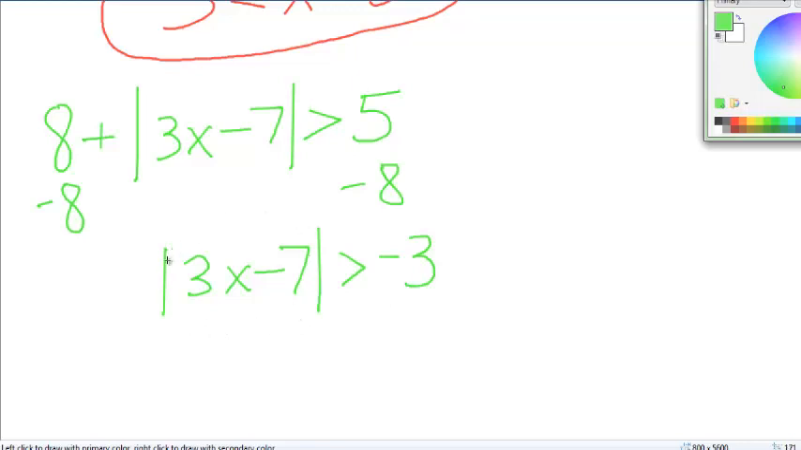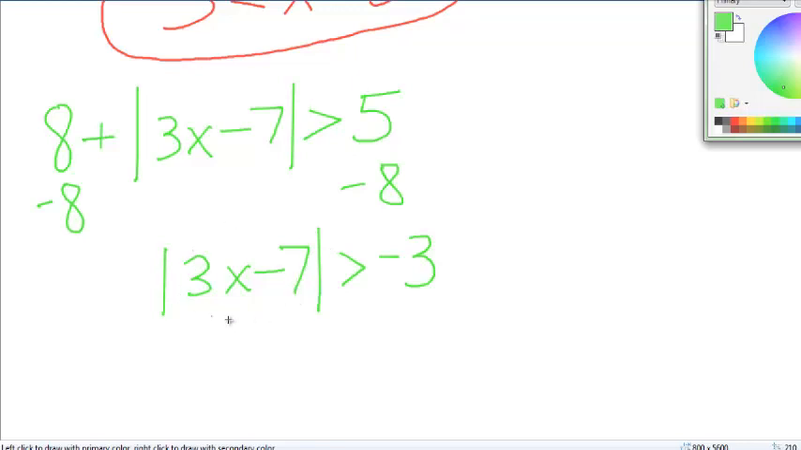Remember, what does an absolute value mean? An absolute value means the distance. So we're saying that the distance is greater than negative 3. When is a distance ever negative? Or for that matter, when is an absolute value ever negative? Absolute value is always positive.